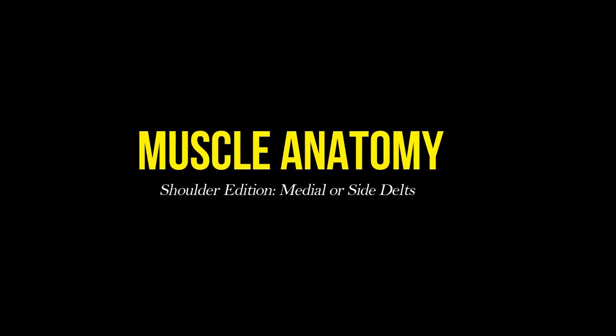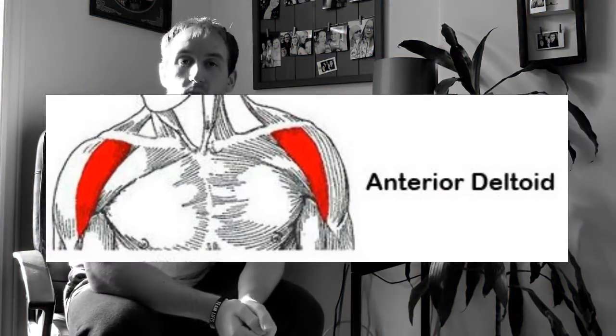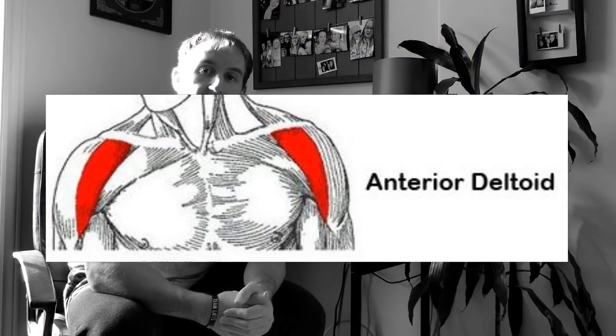So the shoulders are actually comprised of 3 different heads. The first is the anterior or the front delt, and that's actually right here. It originates in the scapula and it inserts into the humerus. Most bodybuilders tend to have this muscle being overdeveloped in their physiques just because of the excessive pressing movements that they have in their programs, like the bench press or even the overhead press.